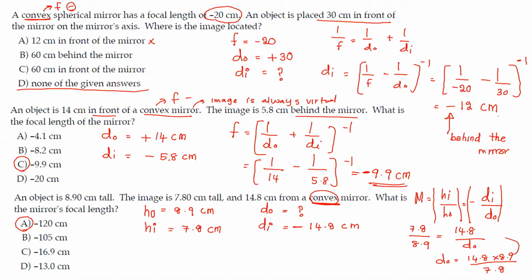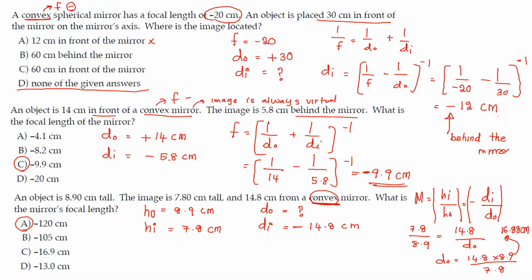So I got 16.88. We know mirror objects are always positive, right? Because you have to stand in front of the mirror to get an image. Okay, so that is why I didn't really care about any signs, because I know it is always positive.